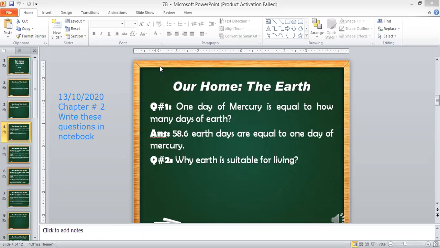Everybody has to write the questions and the answers in your notebook. So those who are done with question number 1 and its answer, they have to write question number 2 in their notebook. Everybody has to do it, because after writing the questions you have to send me the picture on the mail in the class area.